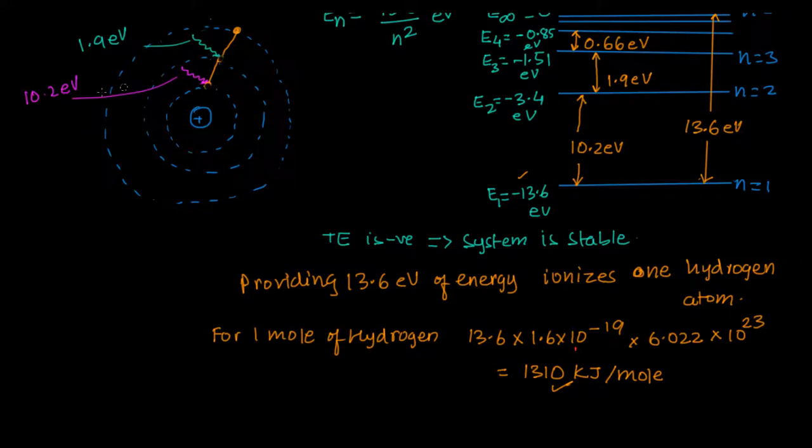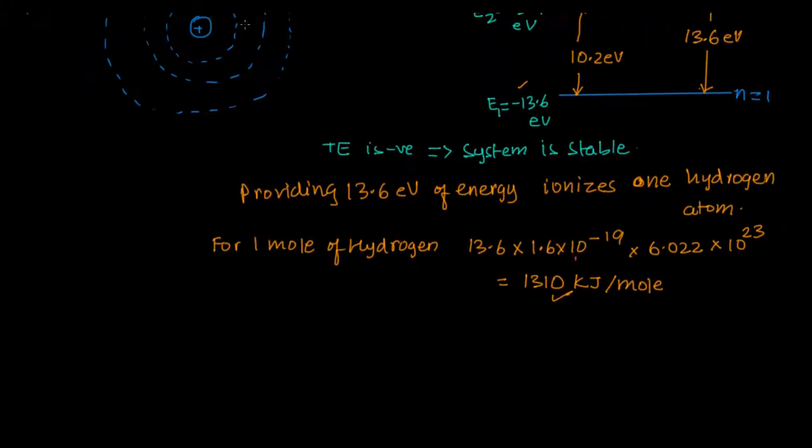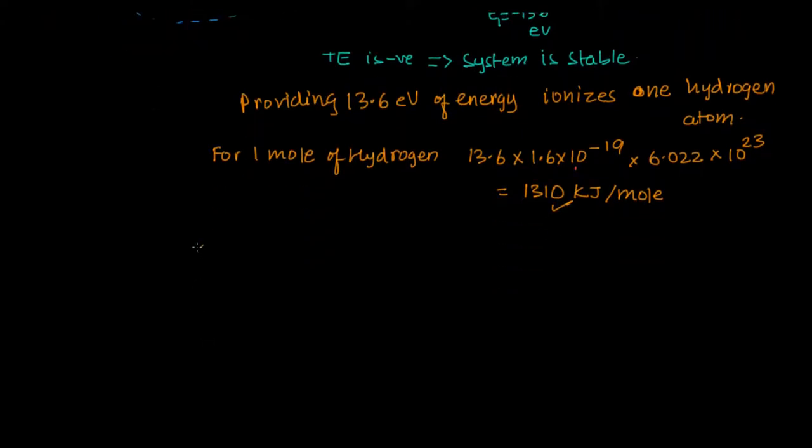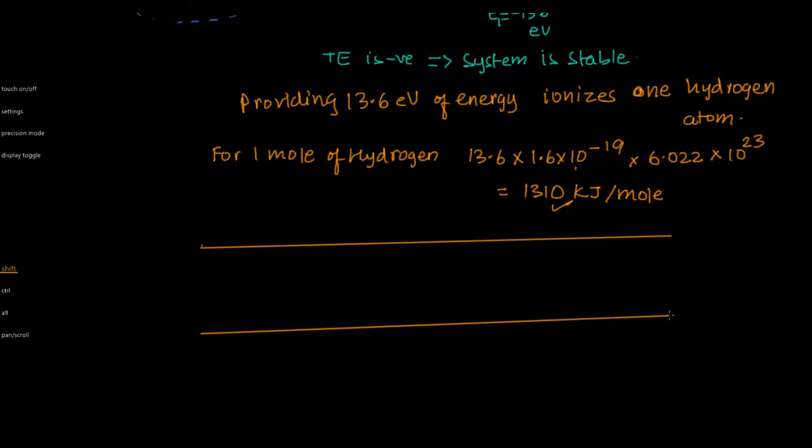Or you can do this. The sum total of 10.2 and 1.9, that is somewhere around 12.1 electron volts of energy, will straightaway kick it from here to the third shell, right? Okay, and it has been seen. So what happens is, if you have a continuous spectrum of light, so you have all the frequencies, right? From here to here, you had seen that electromagnetic spectrum. So if you have all these frequencies, right?